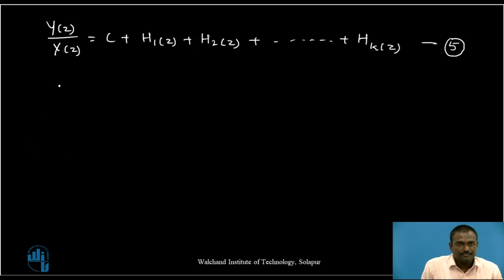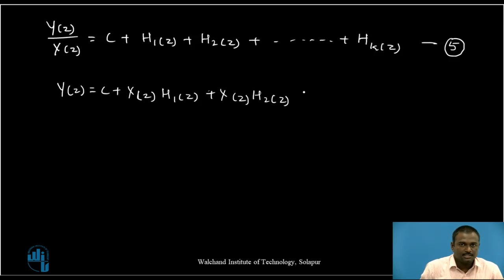This can be simplified as Y of Z is equal to C times X of Z plus X of Z H1 of Z plus X of Z H2 of Z plus so on, X of Z HK of Z. So let us call this one as equation number 6.